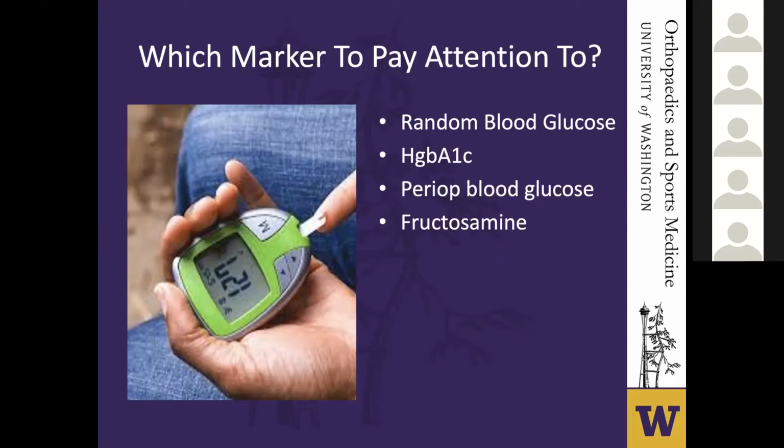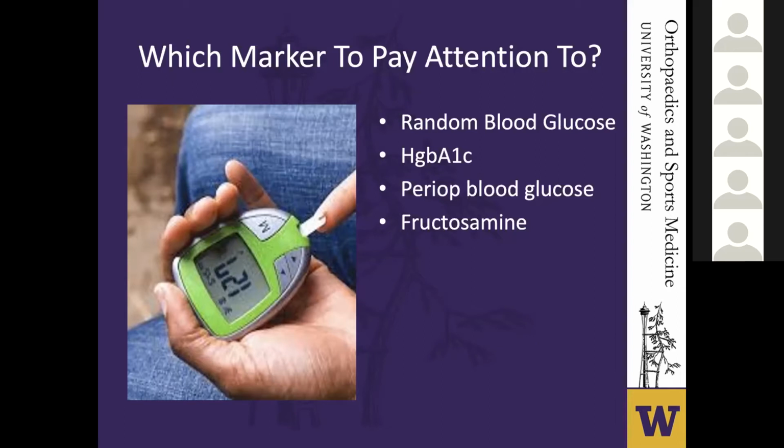Perioperative blood glucose is thought to be the most important risk factor for development of complications associated with diabetes, but that also applies to patients who are non-diabetic as well. Fructosamine has been kind of buzzed about in the recent literature for perhaps being a better marker and predictor of complications associated with hyperglycemia in total joint arthroplasty patients.